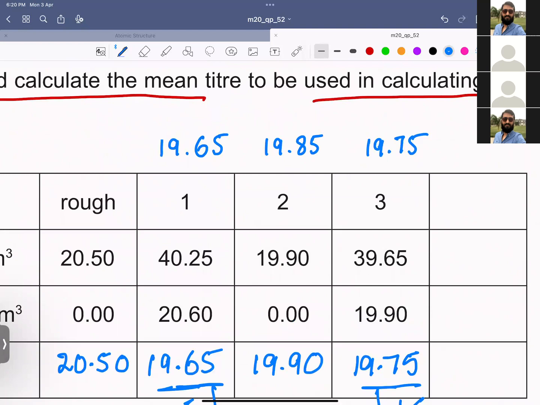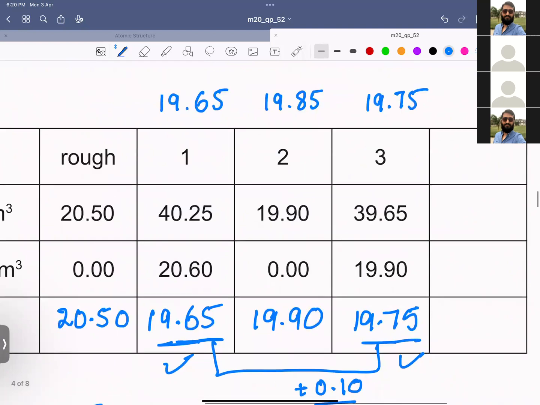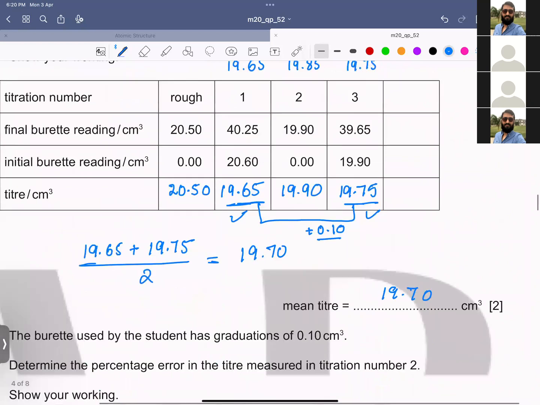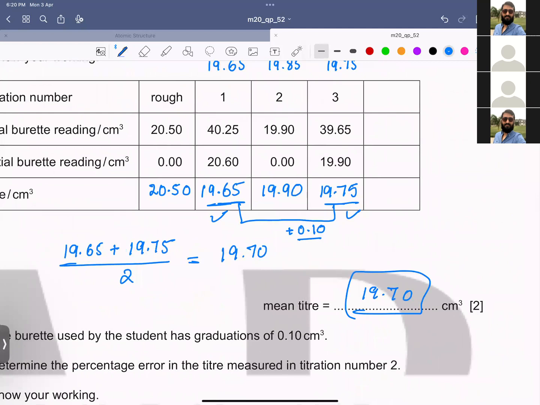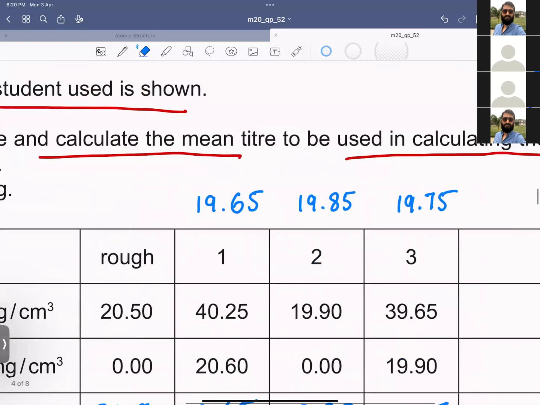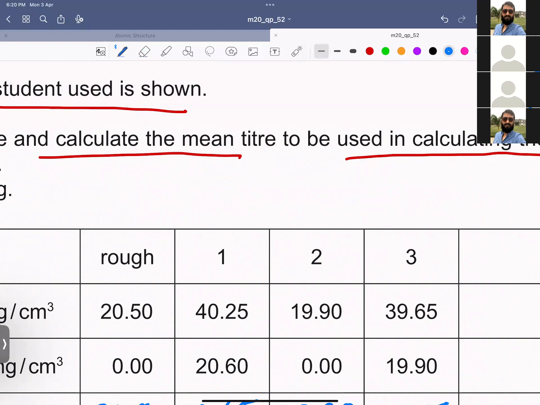Sir, can you please repeat? I am saying, let's assume in this case I have two readings with a 0.1 difference and I have calculated the mean titer. But in another experiment, the volume used in the first experiment is, for example, 20.10, in the second it is 20.30, and when you performed the third time you got 20.20.